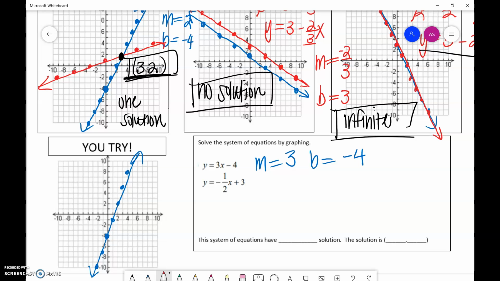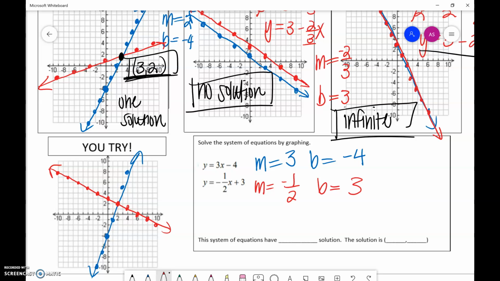Okay, then my next one, negative 1 over 2 is my slope, and my y-intercept is 3. So we're going to start at 3. I'm going to go down 1 over 2. Bam, we have that intersection point right there. So we're good to go. Okay, so up 1 over 2, up 1 over 2, up 1 over 2. Okay, so then we connect our dots.